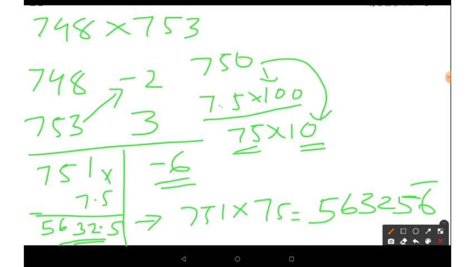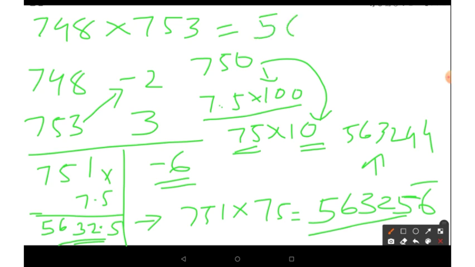So how to convert that number? I am writing it here. 10 minus 6 is 4, and this number 56325 minus 1, so that is 56324. Okay, so your answer for 748 into 753 is 563244. That is your answer. So this is how you have to adjust when you get a decimal number.